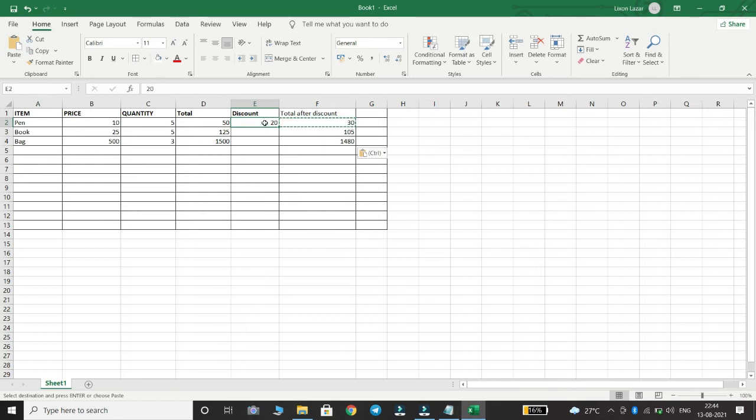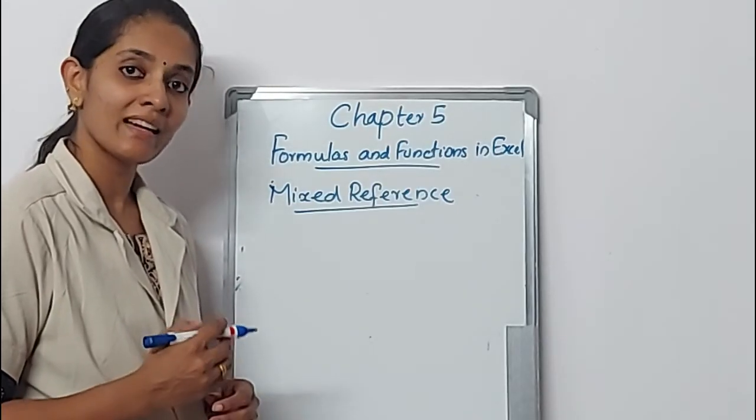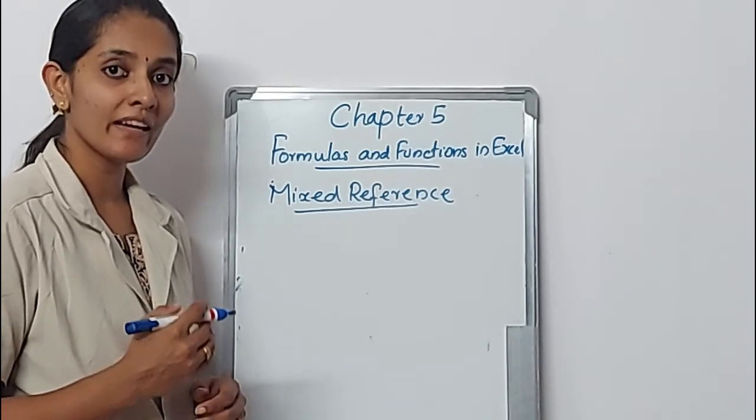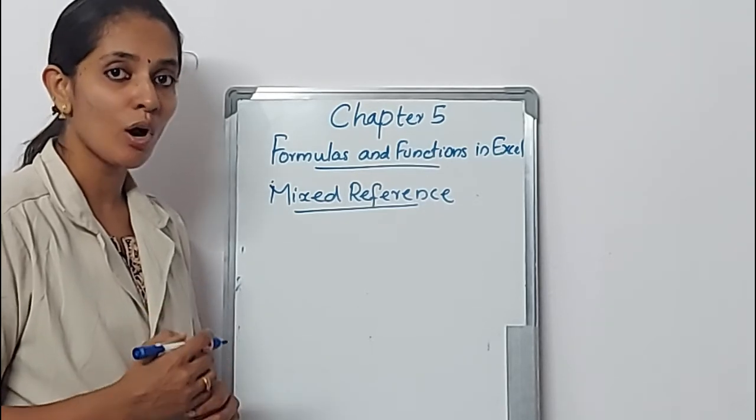To make this same, we have used dollar symbol before the cell address. That is, E2 is a cell address. Before the cell address, we have used $E, $2. Mixed reference is the combination of relative reference and absolute reference. In mixed reference, we can refer either row or column by using this dollar symbol.